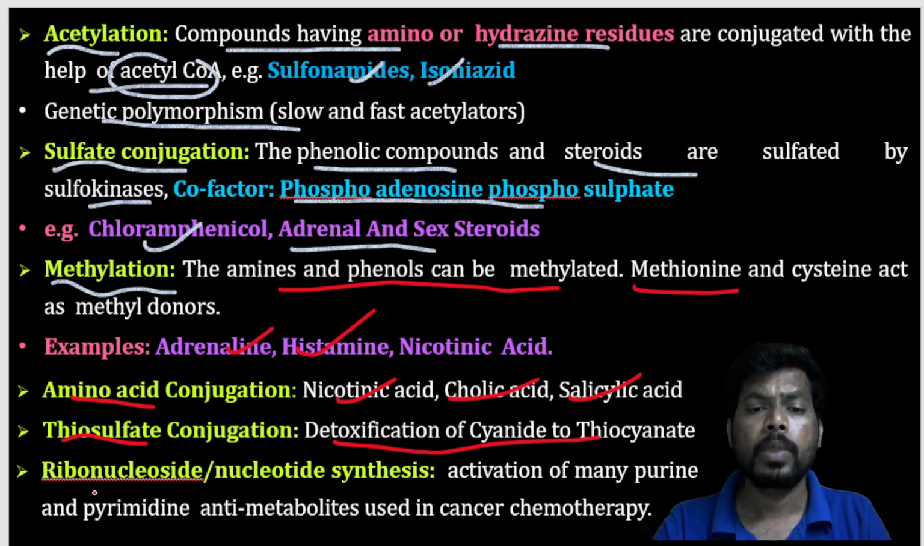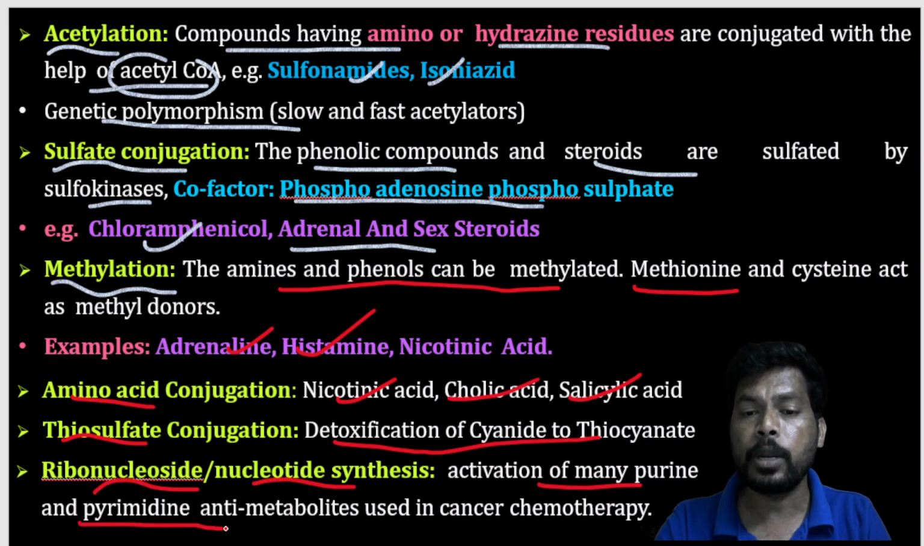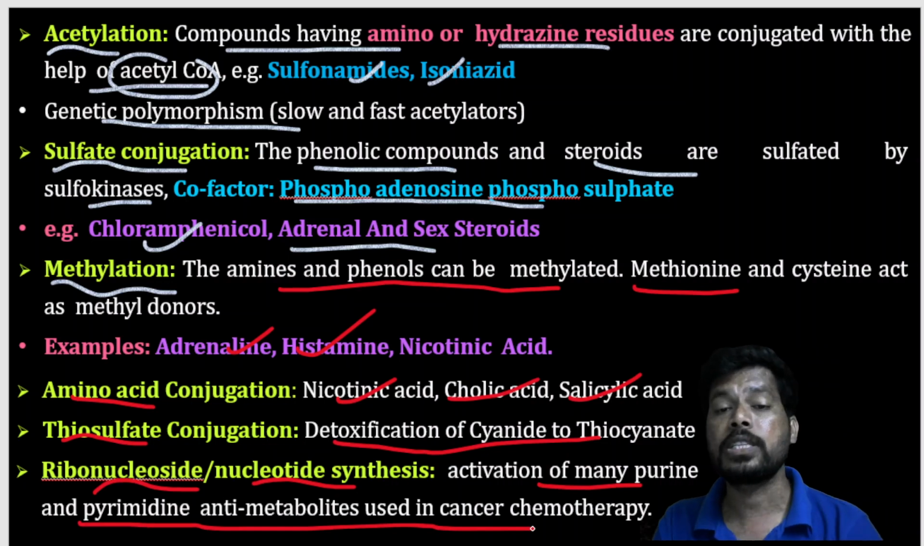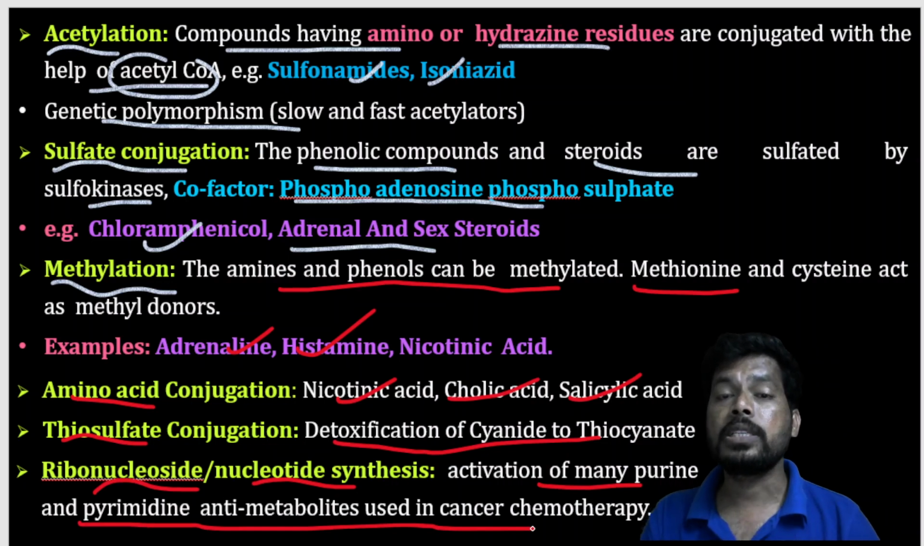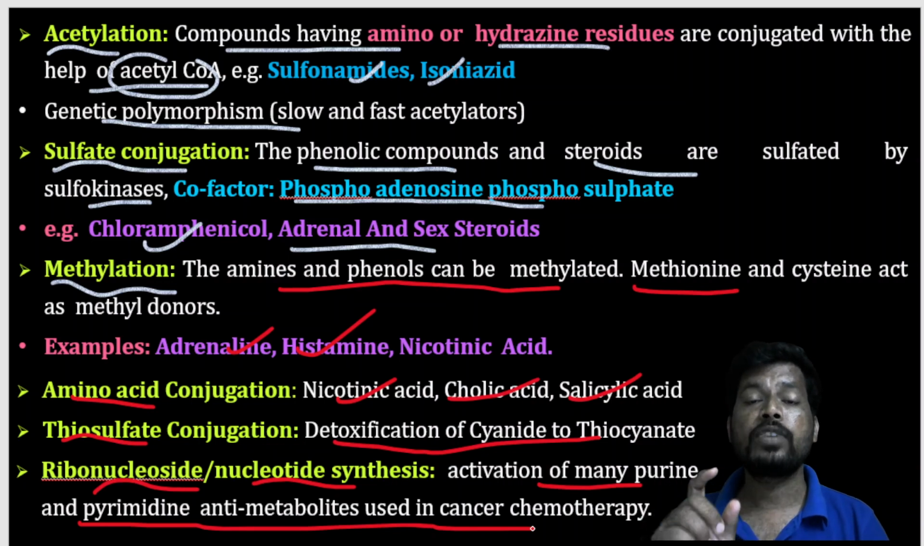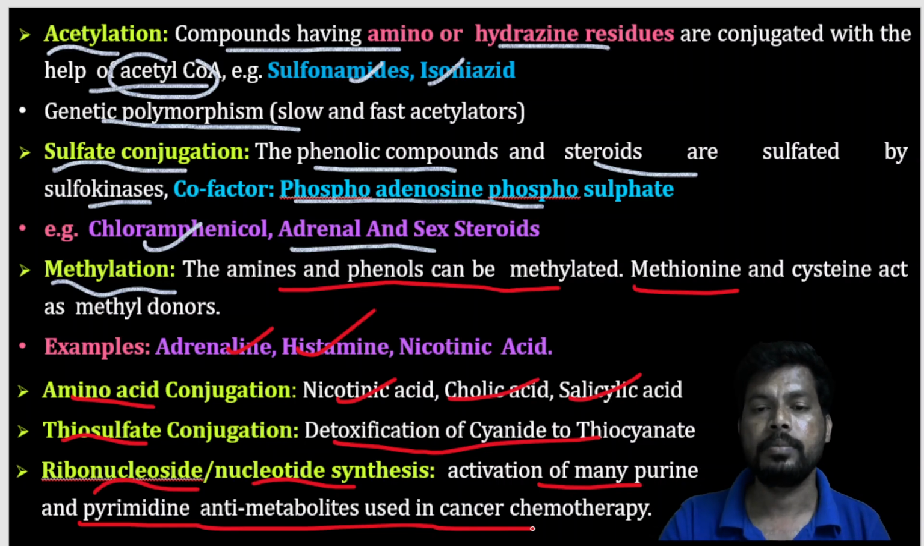Next, ribonucleoside or nucleotide synthesis, which is the activation of many purine and pyrimidine antimetabolites used in cancer chemotherapy. Ribonucleoside or nucleotide synthesis is a conjugation reaction. This is involved in the activation of purine and pyrimidine antimetabolites used in cancer chemotherapy.